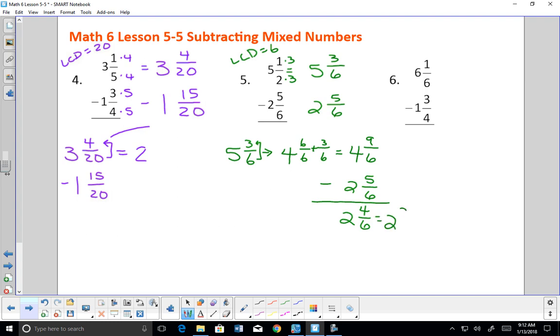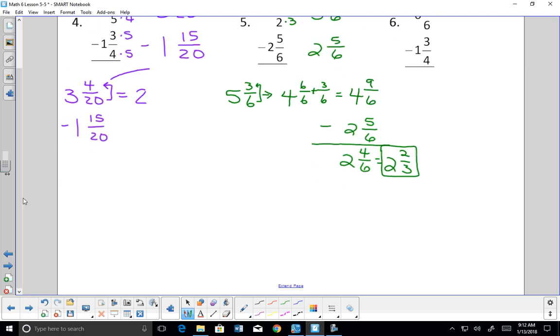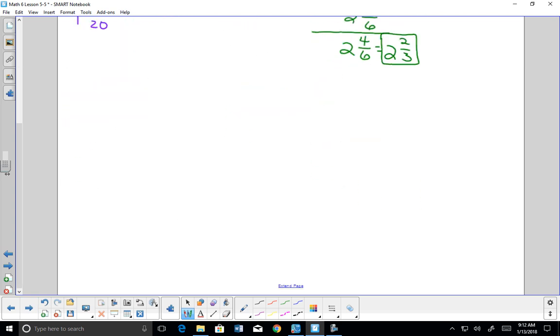Problem number 6. I'm just going to move this problem down the page a little bit, because that way I don't have to worry about trying to squeeze it into the space that I have. You probably have enough space in your paper to write your notes, but I need more space to work with this. So problem number 6 looked like this. 6 1/6 minus 1 3/4.